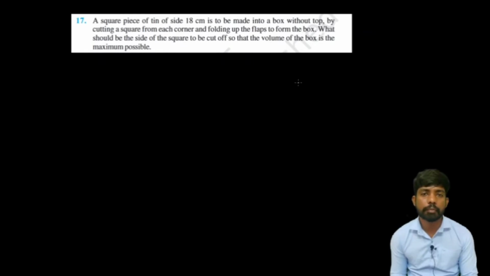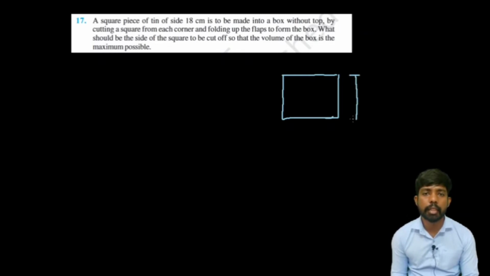Okay, now first of all we will consider a square tin. A square tin, side is 18 centimeters. Okay, 18 centimeters side, so square means all sides are equal, right? Now what is asked, by cutting a square from each corner.